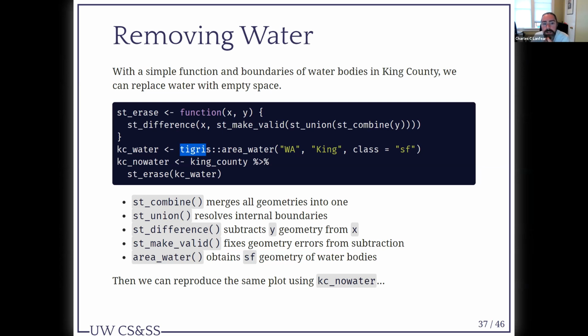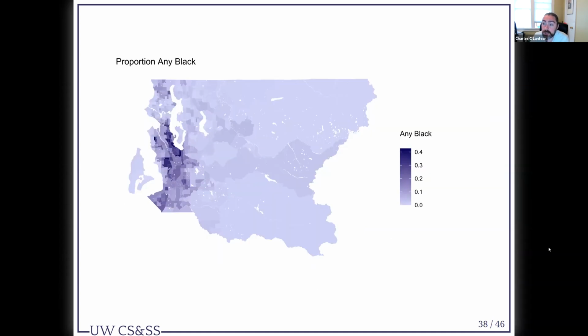You then say, Tigris, use the area water function, I want bodies of water from the state of Washington and King County, and I want them to be in SF data format. We assign this to King County Water, and all I got to do is say, take my King County data I'm working with, and then erase all the water, which I assign to the object KC no water. Okay. Now I do the same plot. I change no code, except I use KC no water, and now it looks awesome, right?